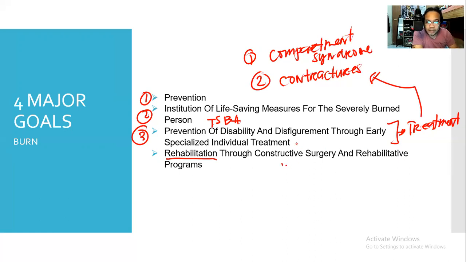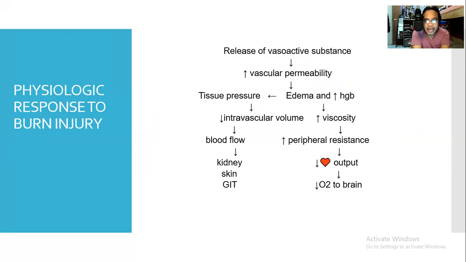And then after that one, if ever the patient will undergo reconstructive surgery, the patient will also undergo rehabilitation programs. That is number four. So prevention, and then if ever na burn siya, of course, it's part of your BLS, your institutional life-saving measures. And then third one is that once the patient is stable already, now there will be prevention of disability and disfigurement. And next is lastly your rehabilitation.